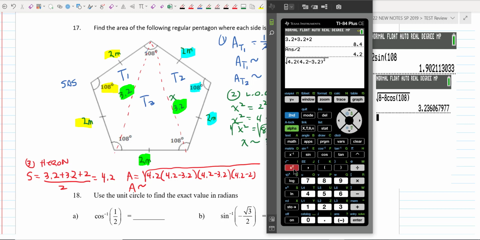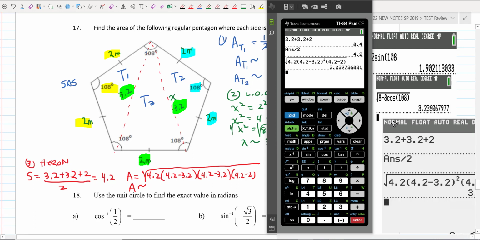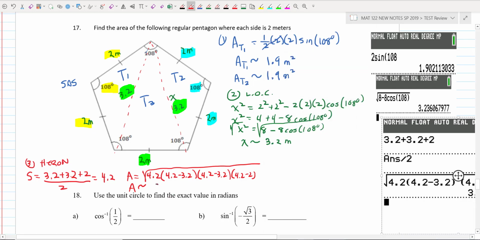Since you're doing the same thing twice, you could square it. And then the next thing would be 4.2 minus 2. So you can put that in your calculator like that. And let's see what we get there. So that is about 3.03 would be what the area of that triangle is. So we'll just say about 3. So that's about 3 square meters.